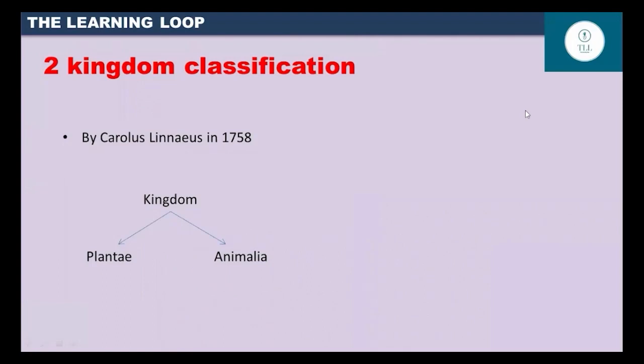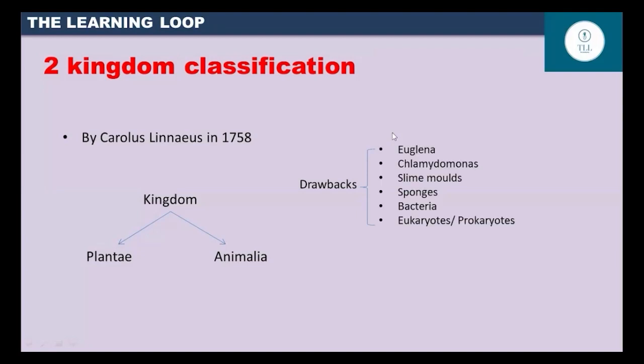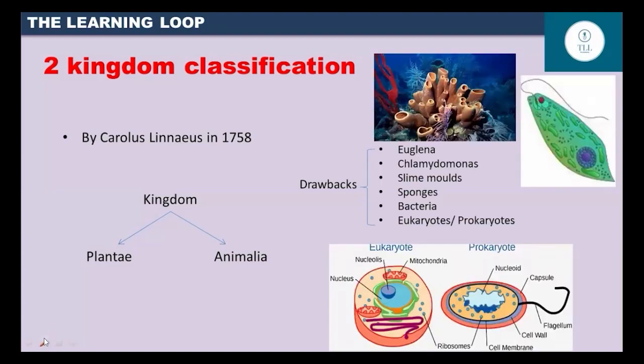However, it was quite difficult to categorize the lower organisms according to this system because lower organisms show the characteristics of both plants as well as animals. Therefore, the major drawback of this system of classification was that lower organisms had to be placed in both the kingdoms. For example, Euglena.